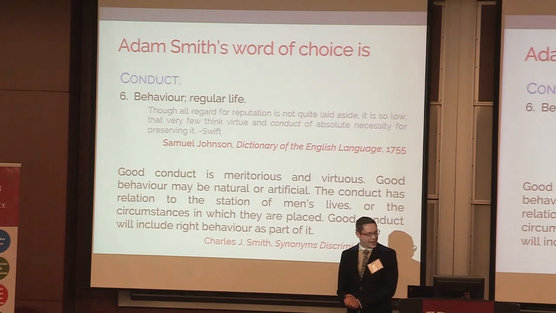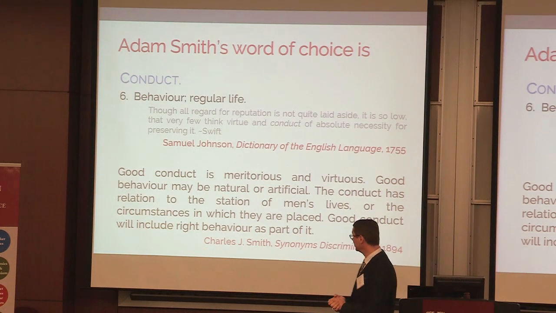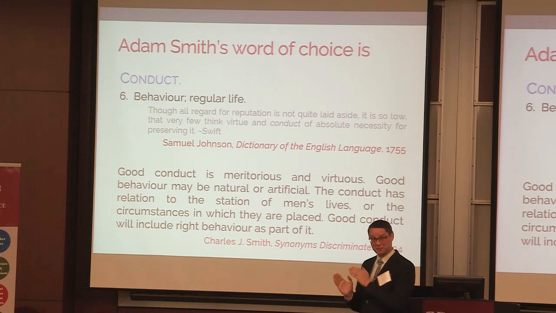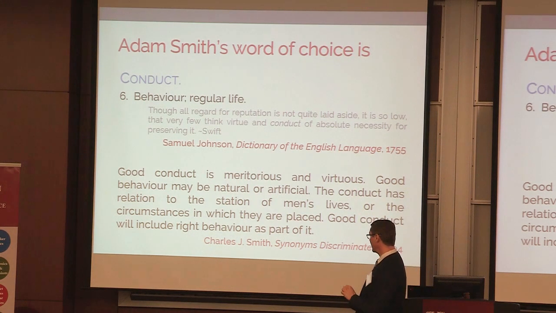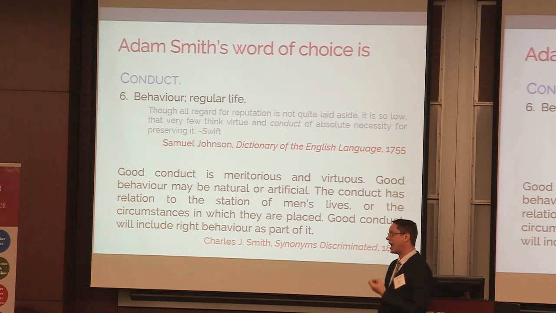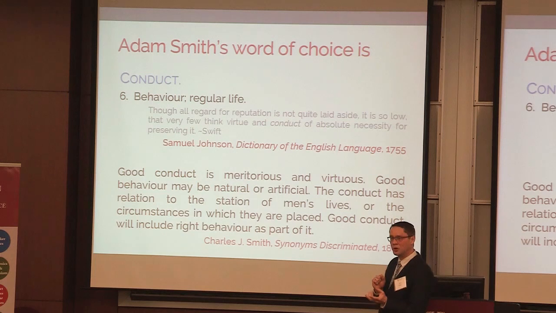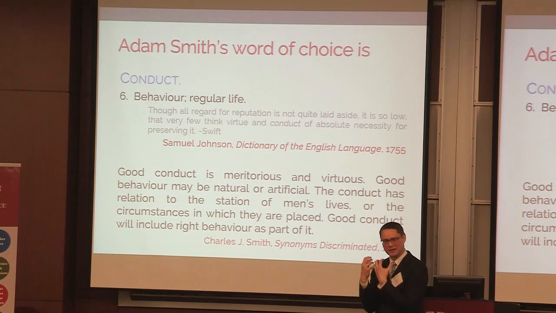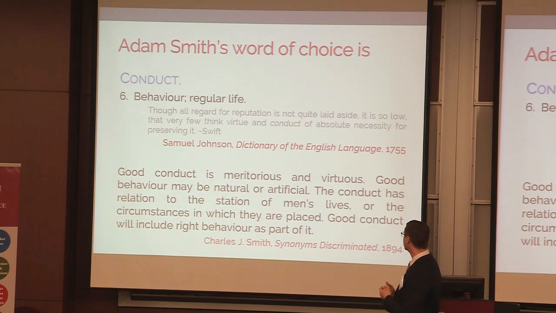I found by accident this Charles Smith synonym dictionary from the late 19th century, and he discriminates between behavior and conduct this way. Good conduct is meritorious and virtuous. The behavior may be natural or artificial. You don't say that conduct's natural or artificial because it's deeper. It means something else. It means you're virtuous or you're meritorious.